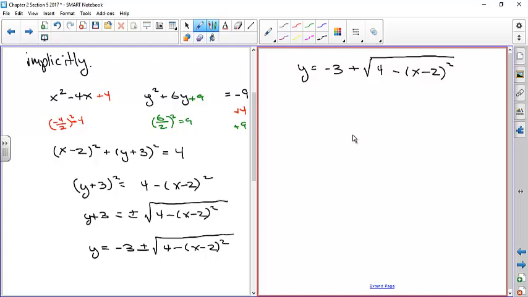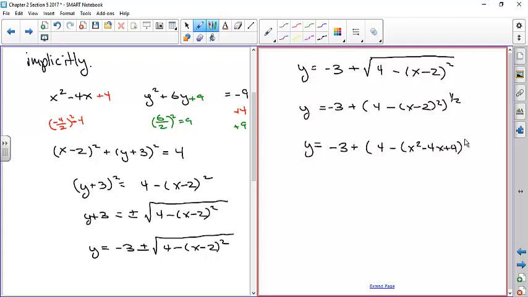So, let's see, how do I want to do this? I would rewrite it as a fractional exponent. Now, to save myself having to use the chain rule twice, I'm going to go ahead and multiply out the inside and just simplify it before I do it. So I'll have 4 minus quantity x squared minus 4x plus 4. So just use FOIL on this thing.